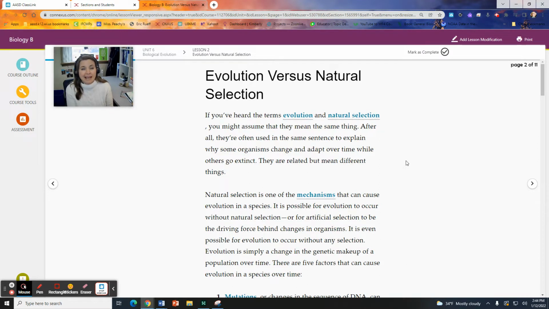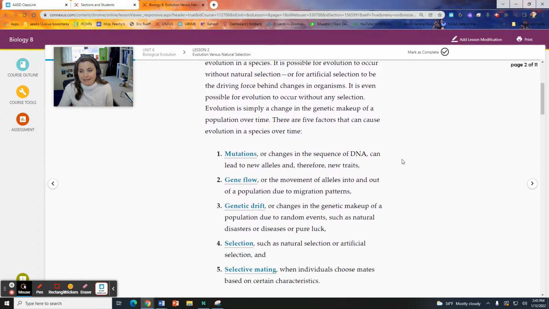But mechanism means how does something happen? We know change over time happens, but how? How does it happen? And that's where natural selection is one of the answers. It's not the only one. There are multiple ways that can cause evolution in species over time, and natural selection is one of them. We see mutations which occur, which can be a driving force behind natural selection for sure.